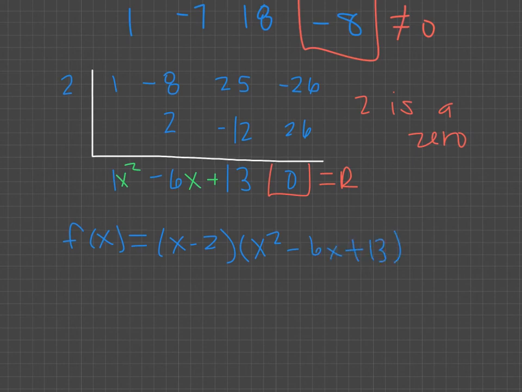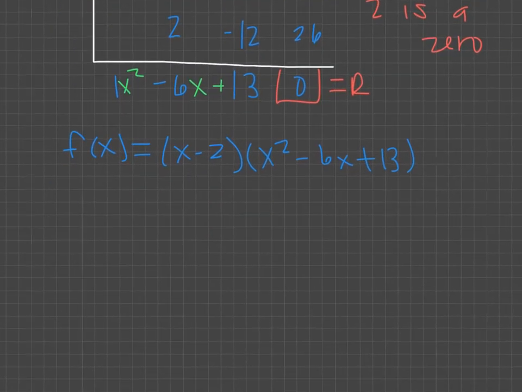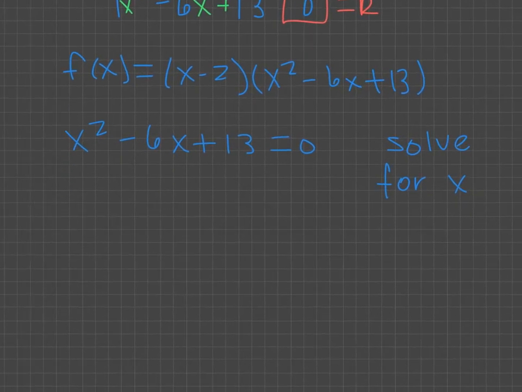So we want to now solve for the other zeros by taking that other factor, setting it equal to 0, and solving for x. It's a quadratic, and we've got a couple of possibilities. We can try to factor it, or we can use the quadratic formula. Well, we're not going to find integers that multiply to 13 and add to negative 6. So we use the quadratic formula.